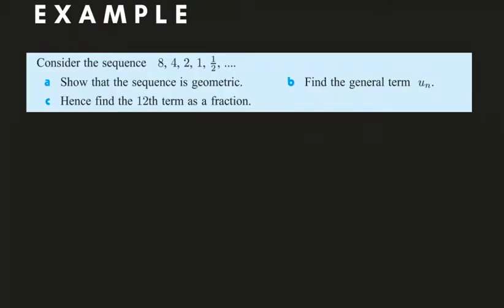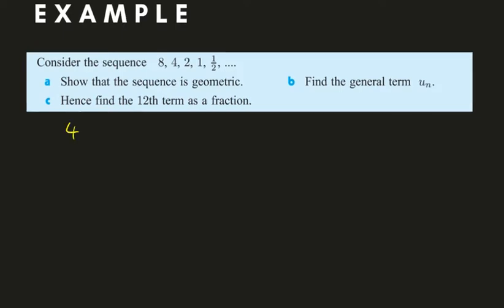So let's take a look at our first example. We've got a sequence, it is geometric, but we've got to show in part A that it is geometric. So what we'll be doing here is looking at dividing one term by the prior term to see if that's a consistent ratio between them. And if it is, then we have a geometric sequence.